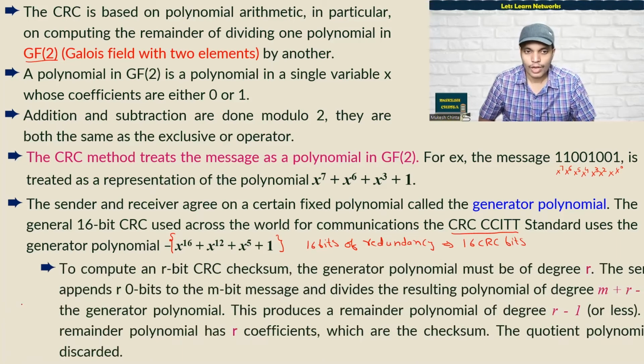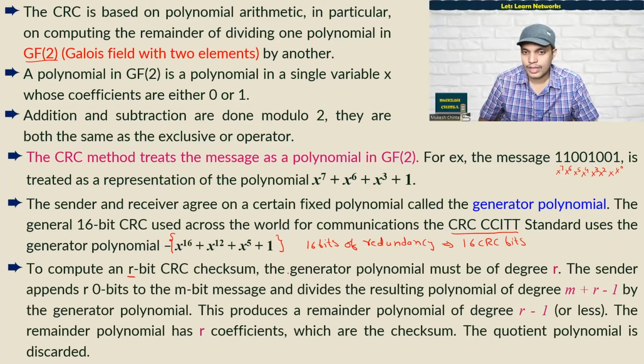To compute an R-bit checksum, the generator polynomial must be of degree R. So if I want to compute a 16-bit checksum, the degree of the polynomial must be 16. The sender appends R 0 bits. I just told you in the very first example itself, right? So it appends R 0 bits to the m-bit message and divides the resulting polynomial of degree m plus R minus 1 by the generator polynomial. This produces a remainder polynomial of degree R minus 1 or less. The remainder polynomial has R coefficients, which are the checksum. The quotient polynomial is discarded. You are least bothered about the quotient part here.